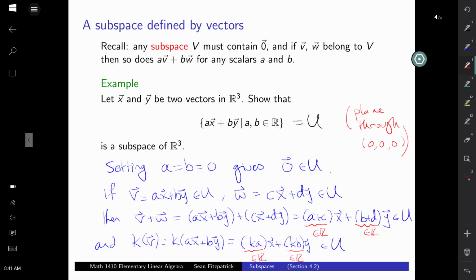These types of sets, we'll talk about this in the next video. The way we might describe this is we say, well, this set here is what's called a span. This is the span of the vectors x and y. And it will be true in general that the span of any collection of vectors is a subspace, and we'll explore that in the next video.